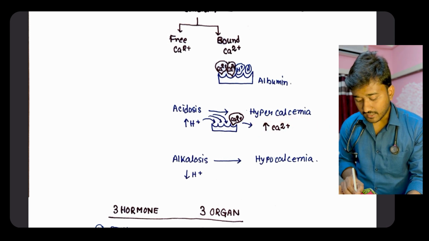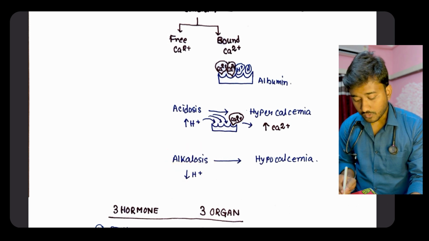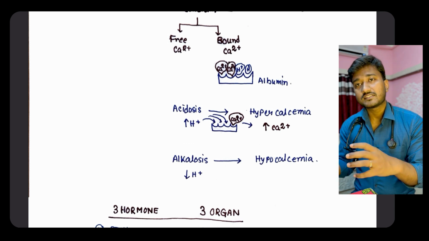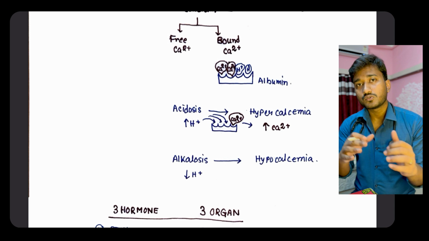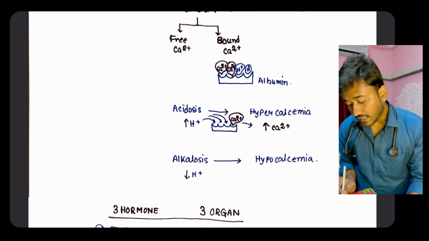On the other hand, if there is alkalosis, that is a reduced amount of H plus in the blood, automatically the H plus concentration reduces, and therefore what happens? The calcium from the normal circulation goes and binds with the albumin, and therefore you will have hypocalcemia.